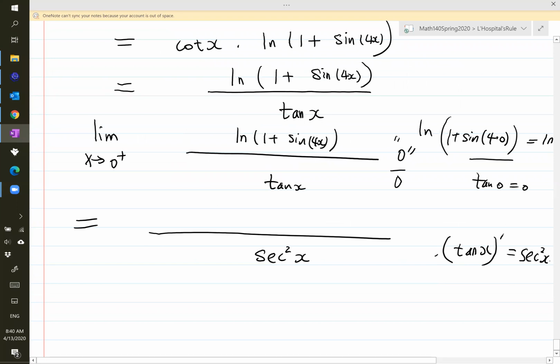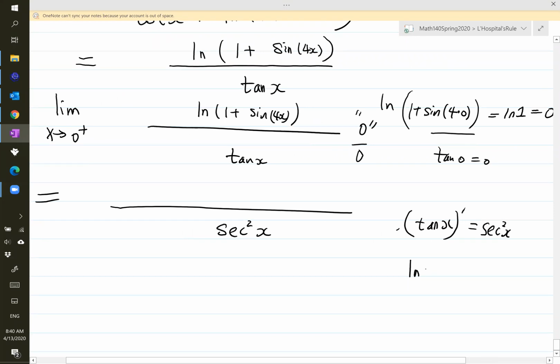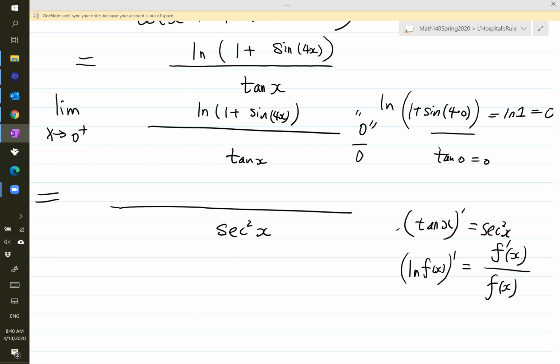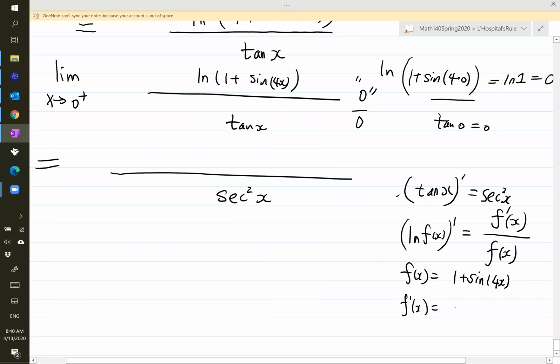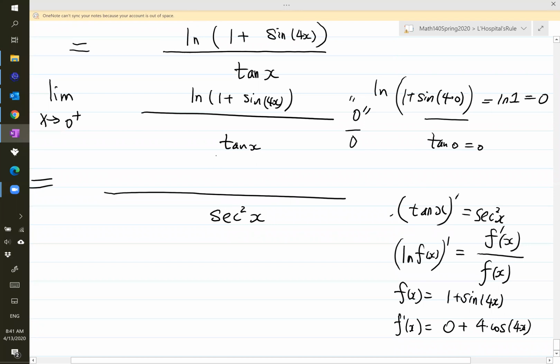Now the logarithmic derivative. We use the fact that the derivative of ln f(x) is f prime over f: flip the input of ln, and multiply by the derivative of the input. Here we take f(x) to be 1 plus sine 4x. Then the derivative of 1 is 0, and sine 4x gives 4 times cosine 4x. This factor 4 comes from the chain rule. So it's 4 times cosine 4x over 1 plus sine 4x.